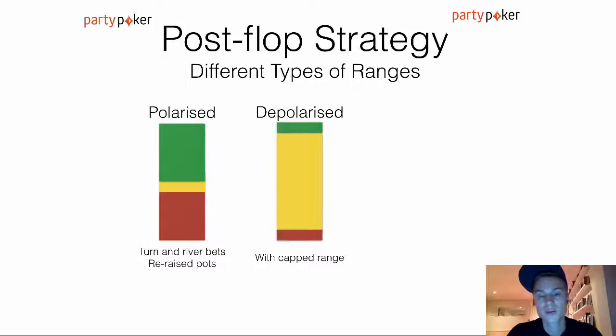A depolarized range is also common when you have a so-called capped range. For example, if your opponent bets the flop and you call in a spot where you would always raise with the top of your range, there you've capped your range and your opponent might be aware of this, so it's important to pay attention whenever your opponent plays a capped range.